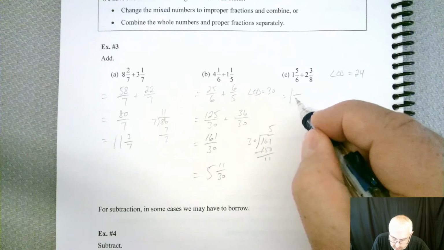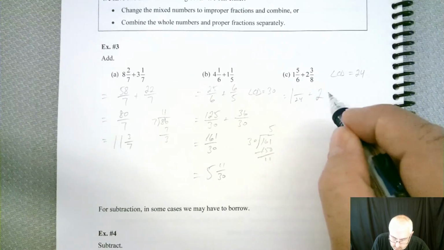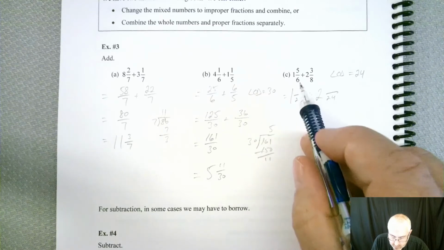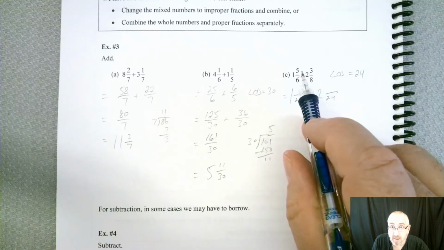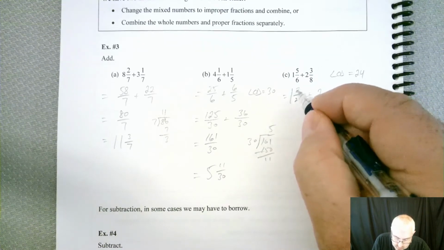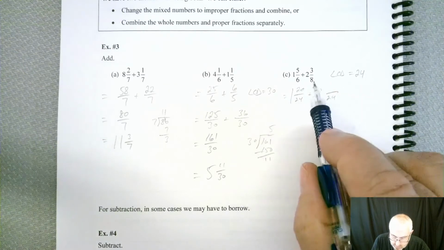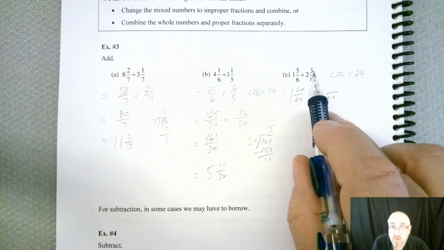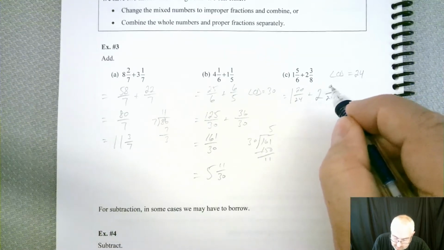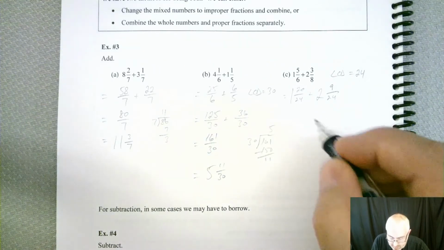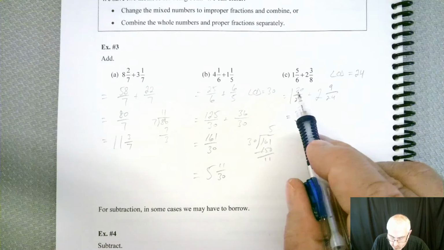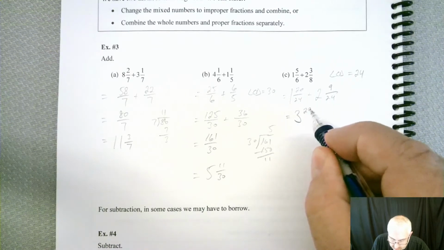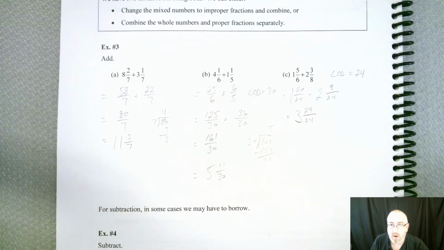So 1 and 2 and... Okay, so we had to multiply by 4 to get to 24. So 5 times 4 is 20. All right, 8 times 3 is 24. So 3 times 3 is 9. Okay, so far so good, right? 1 plus 2 is 3. 20 plus 9 is 29 over 24. So there's where we can see a potential issue.